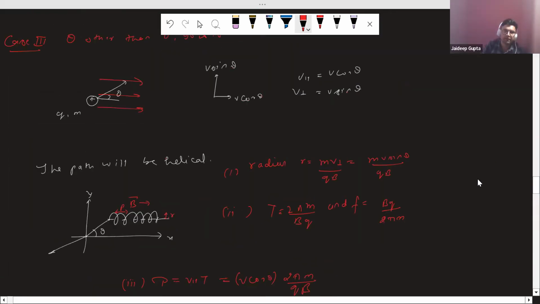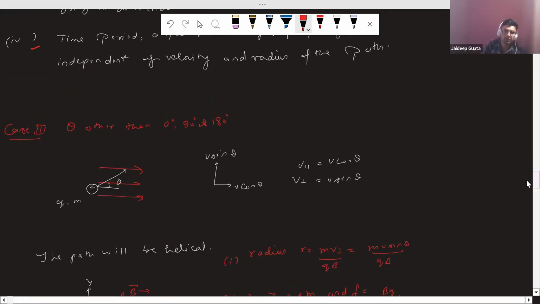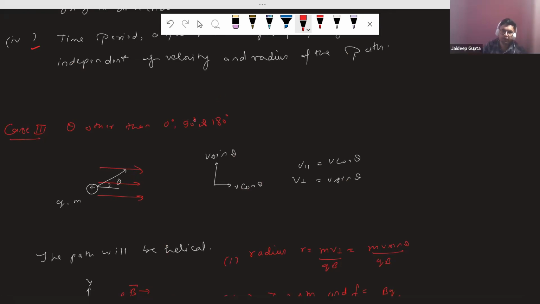Now, if we project a particle at an angle theta other than 0, 90 or 180 degrees, then the path is helical. If a particle moves at an angle theta with velocity v, making that angle with the magnetic field, then there would be two components of velocity, v sin theta and v cos theta. V cos theta is parallel to the magnetic field and v sin theta is perpendicular to the magnetic field.